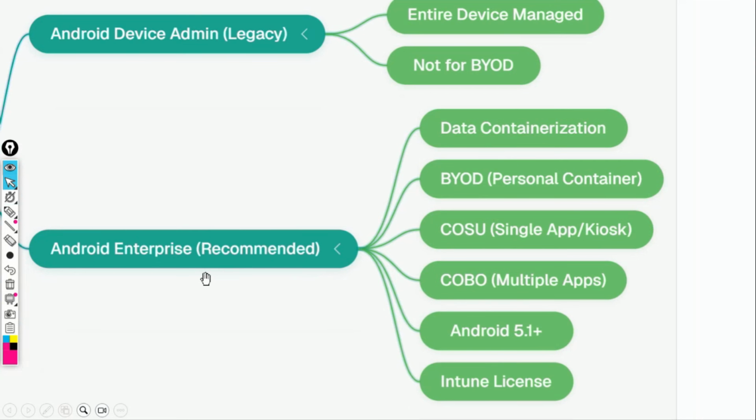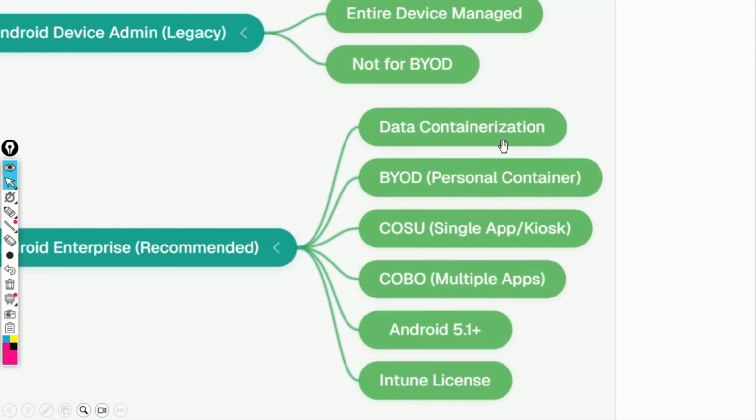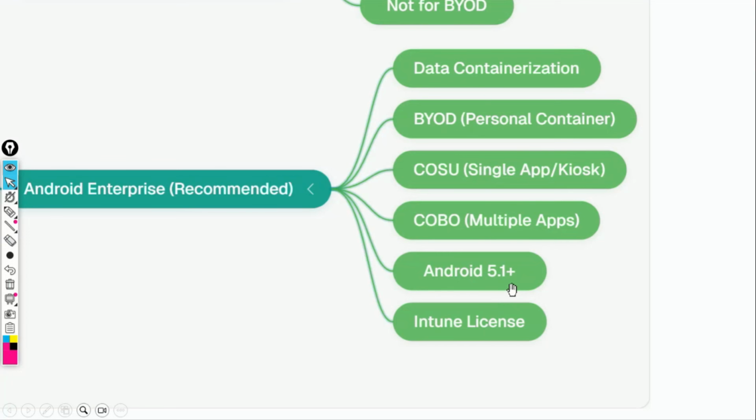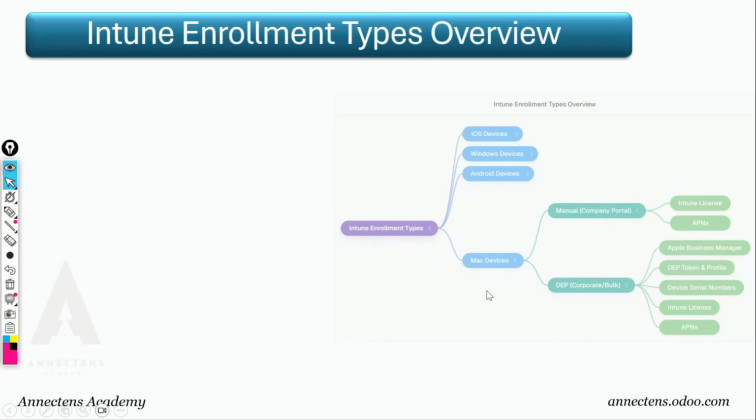Now the recommended one is Android Enterprise. Here we have data containerization. As I talked about, there is a personal container and a corporate container. So if you are setting up BYOD, there will be a personal container that is separated. When you're setting up COSU devices, which are single-app and kiosk devices especially, and COBO, which is for multiple applications but with no personal stuff, that is called business-only, the work profile. Android version 5.1 and later is required, and we require an Intune license. Okay, then let's talk about the Mac device.